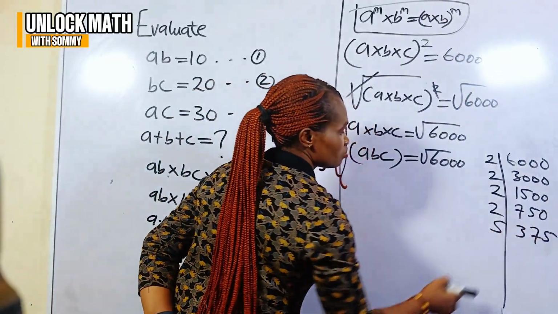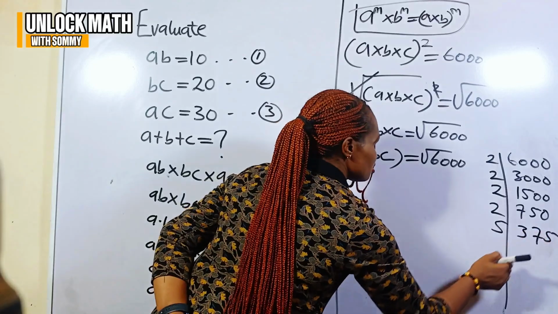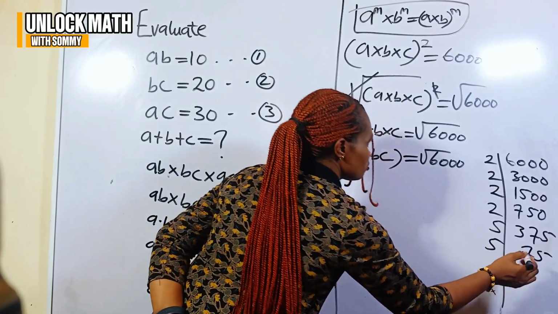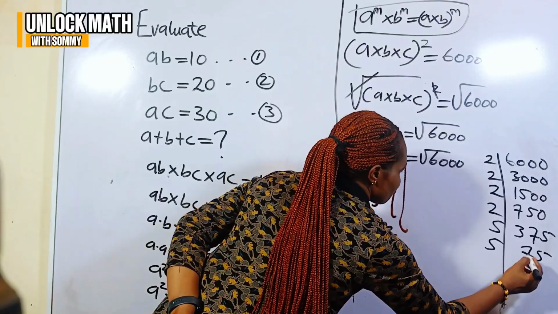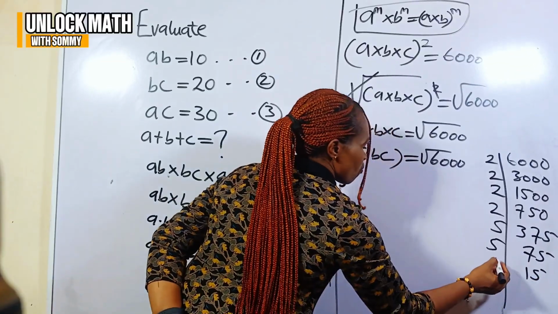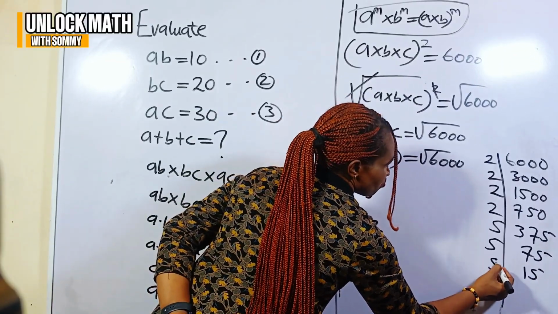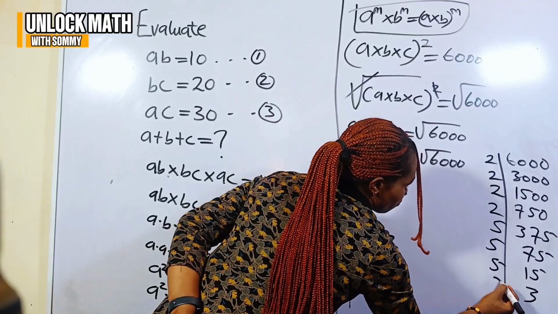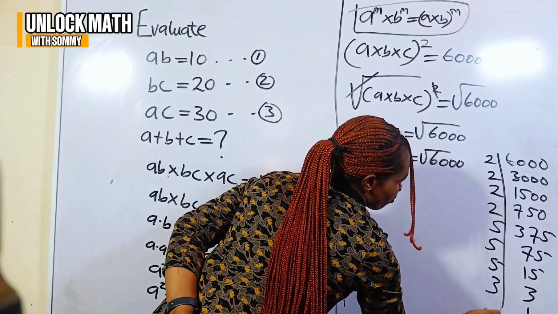Next thing to use is 5. When 5 goes into 375, we have 75. When 5 goes into 75, we have 15. When 5 goes into 15, we have 3. When 3 goes into 3, we have 1.